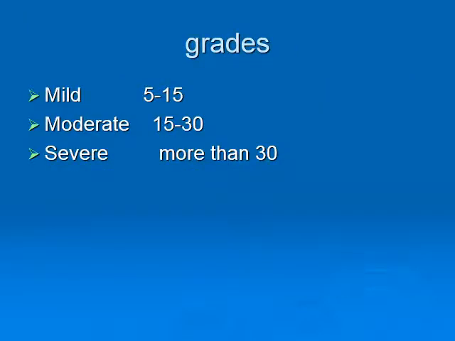3 grades of obstructive sleep apnea might be encountered, starting with the mild degree where the apnea-hypopnea index, or in another word the respiratory distress index, is 5 to 15, and the moderate degree where the index ranges from 15 to 30, and the severe degree where the patient is suffering from an index of more than 30.